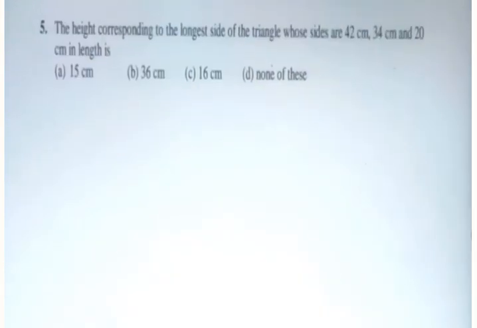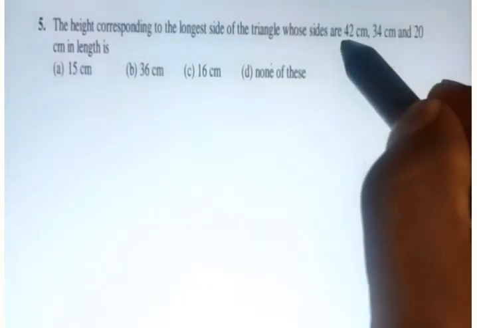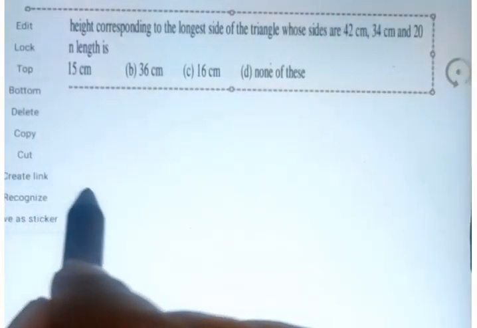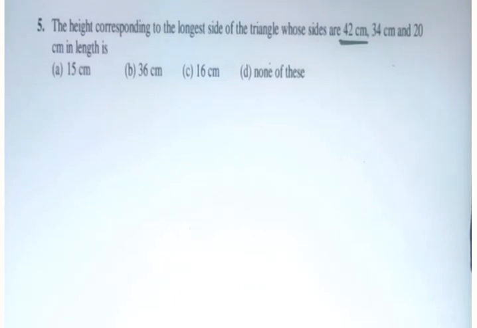Now let's move to question number 5. It is given: the height corresponding to the longest side of the triangle whose sides are 42 cm, 34 cm and 20 cm in length is dash. So here the three sides of the triangle are given, and the longest side is 42. We need the altitude corresponding to it. To find the altitude, we first need to find the area.